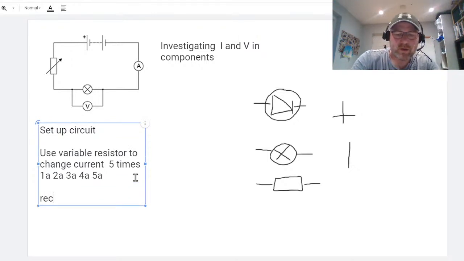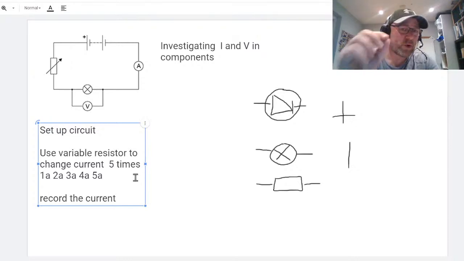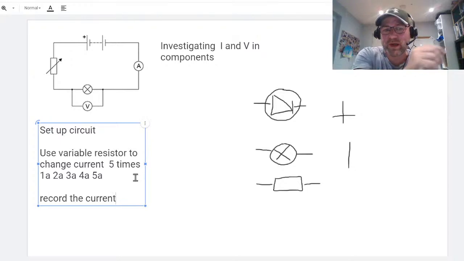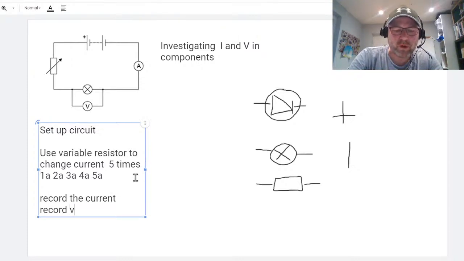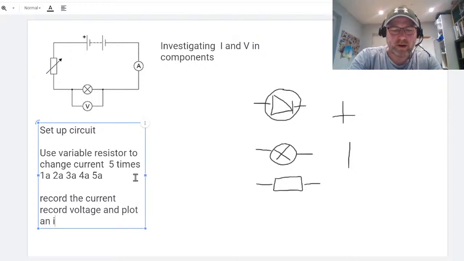You're going to record the current. You might say, hey, but I'm changing it. But you still need to record it on your ammeter because, due to resistance and things, your recording of the current may not be exactly what you set the variable resistor to. So record the current, record the voltage, and plot on an IV graph.